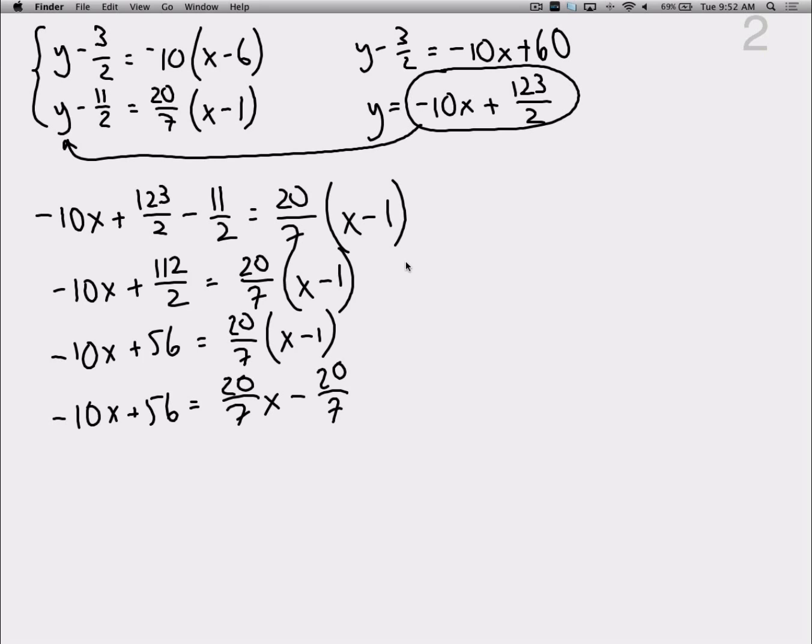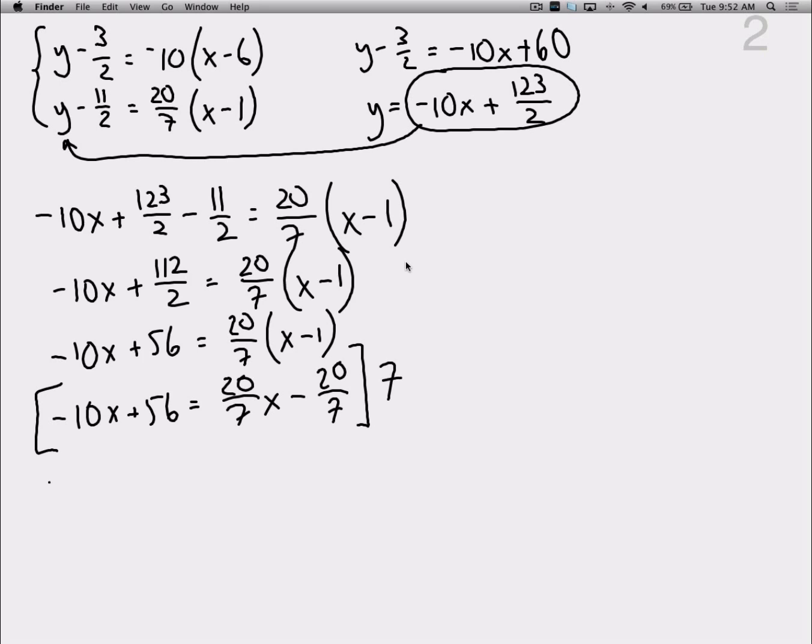Now you have a decision to make. At this point, you decide to take one of two paths. One path would be to just continue to work through the problem. The second path would be to get rid of the denominators. It's entirely up to you what method you want to use. If you're not a big fan of fractions, then get rid of the denominators. How would I get rid of those denominators? Michael? Multiply everything by 7. The key here is to multiply both sides of the equation by 7.